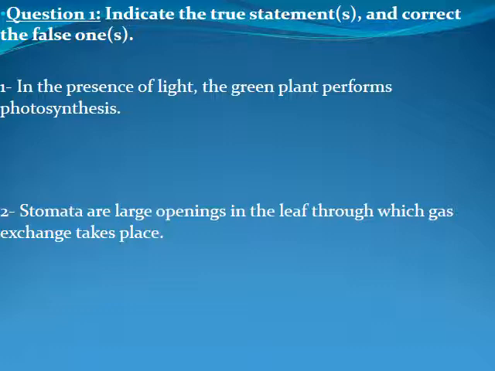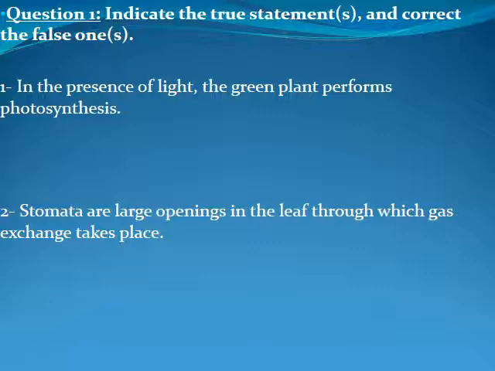Question number 1 says, indicate the true statement or statements and correct the false one or ones. As usual, if it's true, you have to say true simply. If it's false, you have to write false, and you have to write the correction of this statement in a complete answer. Let's start with the first one. Nurjan, in the presence of light, the green plant performs photosynthesis. True or false? True.